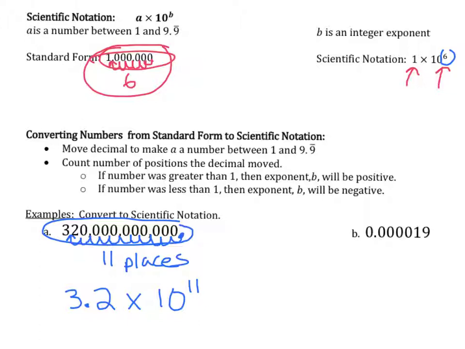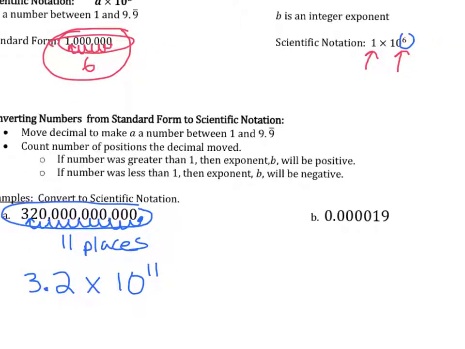I have 0.000019. Again, I've got to move my decimal place. It starts here. This time, in order to make this a number between 1 and 9 point something, I've got to go to the right. So I go 1, 2, 3, 4. That's not enough. I've got to go 5. Right? So I went 5 places.